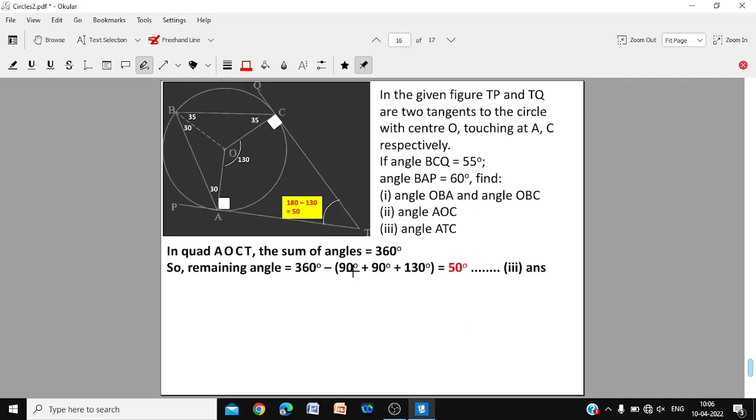And finally, this is a quadrilateral, with corners 1, 2, 3, and 4. So this is 90, this is 90, this is 130. The total should be 360 for a quadrilateral. So the remaining angle is 360 minus 90 plus 90 plus 130, that gives you 50 degrees. Or since these two are 90, the other two should be together 180. So if this is 130, this should be 180 minus 130, that is 50 degrees. So this is 50 degrees, angle ATC. The third part is also found out.